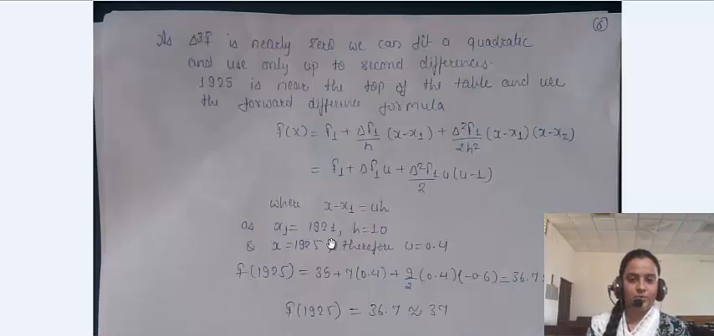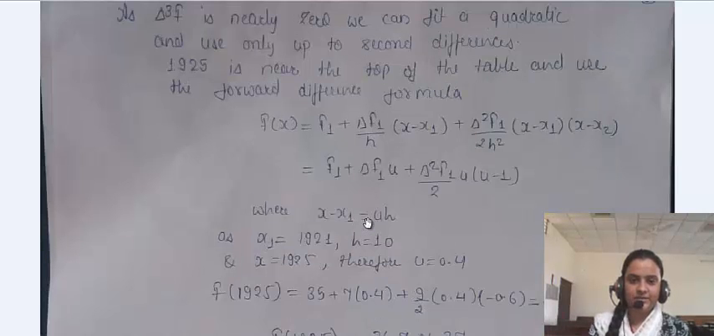As x1 is equal to 1921, here x1 is the point preceding the point at which we have to find the population, that is 1921 is the point preceding 1925. h is equal to 10 as given, and x is equal to 1925, the point at which we have to find the population of the city. Therefore, after putting these three values in this equation, x minus x1 is equal to uh, we find u as 0.4.